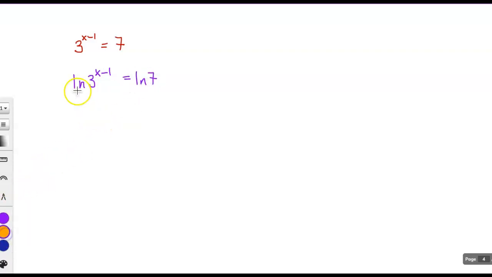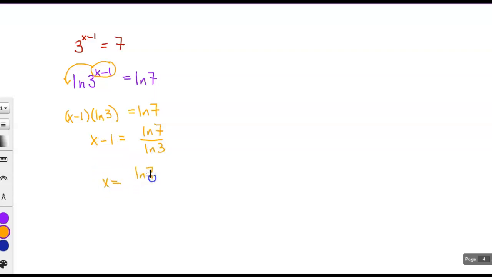and now that you have the natural log of both sides, you're allowed to take this exponent and drop it in front. Okay, so you end up with x minus 1 times the natural log of 3 equals the natural log of 7. And we're trying to get to this x, and it's being multiplied by this number that's the natural log of 3. So you're going to divide by the natural log of 3. So you get x minus 1 equals the natural log of 7 over the natural log of 3, and then we just add 1 to both sides.